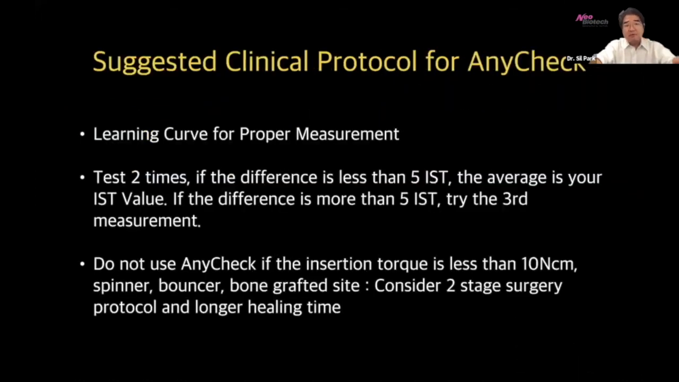So, the suggested protocol for the AnyCheck. There is some learning curve for proper measurement, but once you have measured 2 to 3 times, you know how to do it. The bottom line is you have to hold your hand steady and then push the button. I recommend measuring 2 times. If the difference is less than 5 ISQ numbers, then the average is your number. If the difference is more than 5 ISQ, then measure a third time; then more than 99% of the time, 2 out of 3 numbers will be very close to each other, and that is your number.